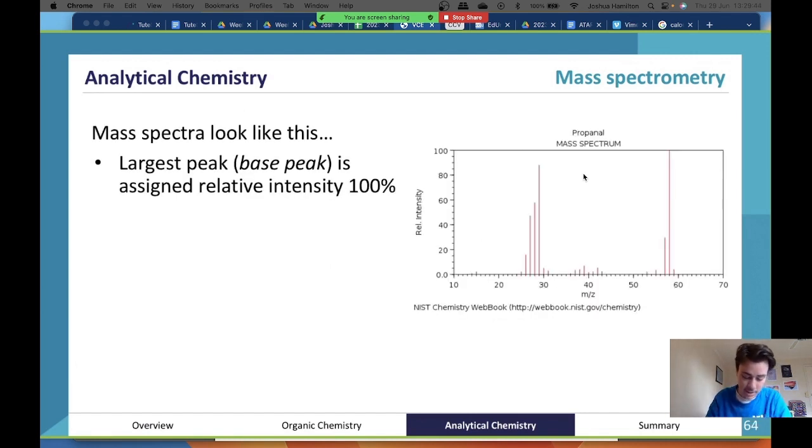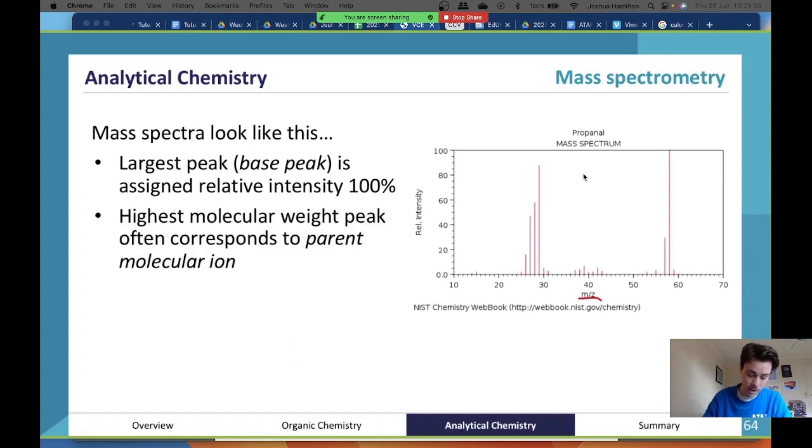When those cations hit the detector, the detector can determine how big they are in molar mass. So m/z refers to our molar mass. As you can see here, there's a couple of things we should look at. The largest peak here is the peak that has the relative intensity of 100%. What that means is it's the most common. It's the one that's hit the most.